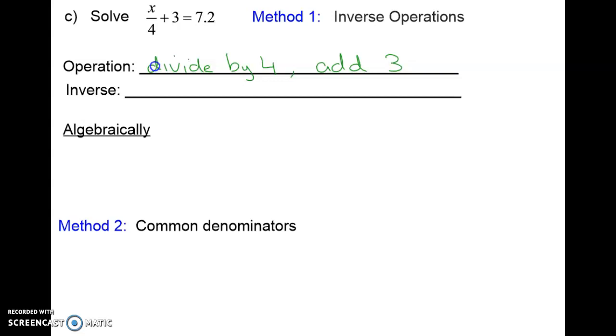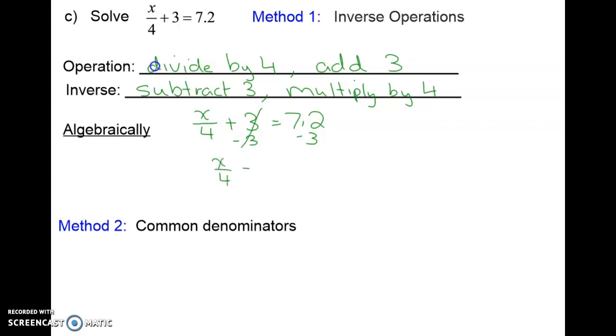So if we're going to do those operations in the inverse order, we're going to subtract 3, and then we're going to multiply by 4. So x over 4 plus 3 equals 7.2. We're going to subtract 3 from each side. That makes a zero pair. X over 4 equals 4.2.